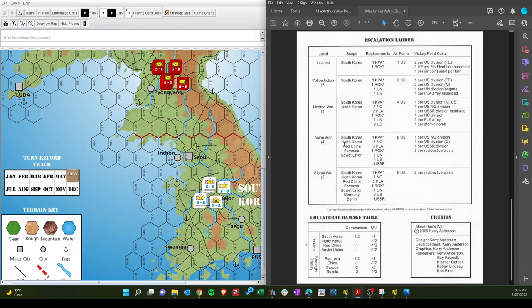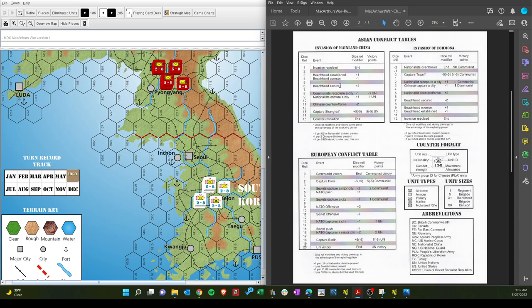And then Asian war, what comes into play now is you can attack mainland China. You can attack Taiwan or Formosa. And then the Soviet Union can be involved. This is the scope. And then if for whatever reason you escalate to global war, you've got to roll a 5 or 6 for that. Everybody's involved, and you'll see we'll have conflict now, and we'll be rolling for conflicts in these different areas.